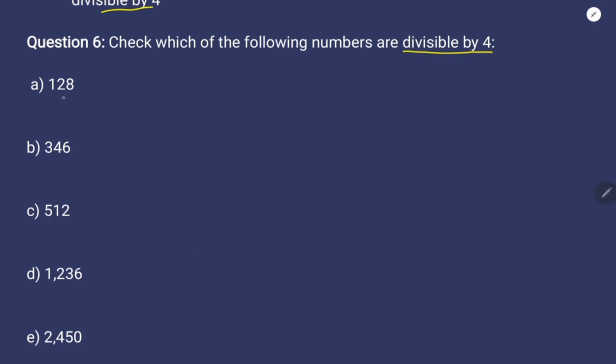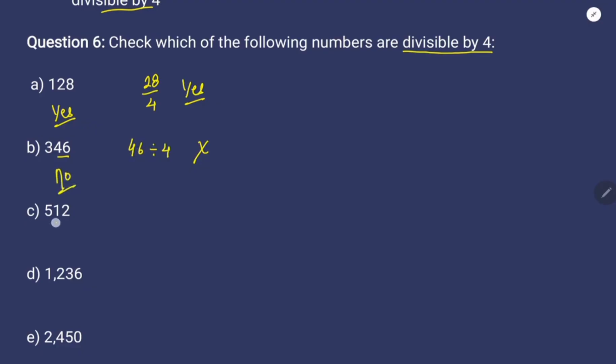Okay, so we have 128. I will check 28. Is 28 divisible by 4? Yes. So you will say this number is divisible by 4, right? Here you have a 3-digit number. You know what? You can have a bigger number as well. You can have 2, 3, 4, 5, 3, 4, 6. Then as well you will check just the last 2 digits. Okay. So here we will check 46. Is 46 divisible by 4? No, it is not. So this number is not divisible by 4.